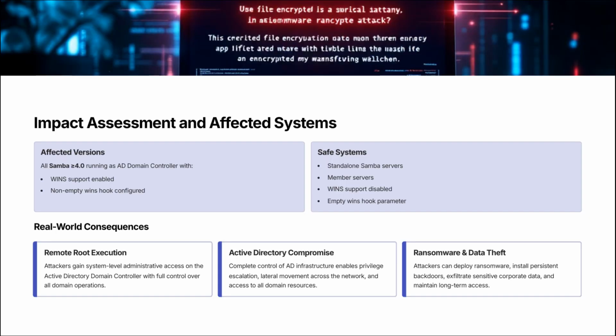On this slide, we're going to delve into the impact assessment and identify the affected systems associated with the type of attack we've just discussed. Firstly, let's consider what versions are affected. All versions of Samba 4 that are running as an Active Directory domain controller with WINS support enabled and a non-empty WINS hook configured are vulnerable. However, it's important to note that standalone Samba servers, member servers, servers with WINS support disabled, and those with an empty WINS hook parameter are considered safe systems not directly affected by this type of attack.